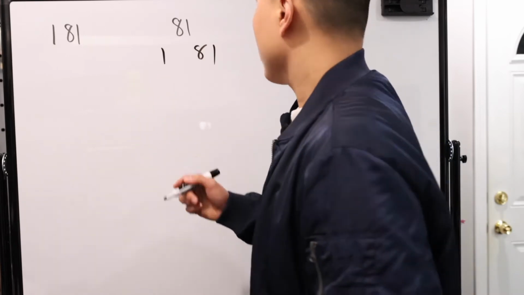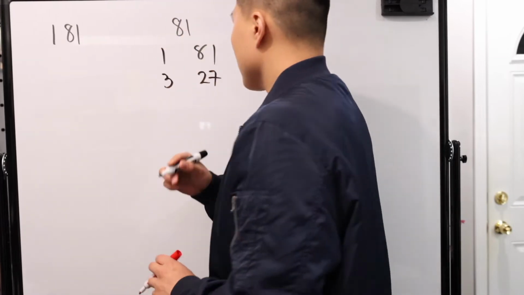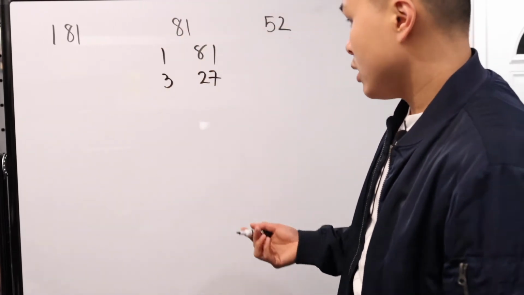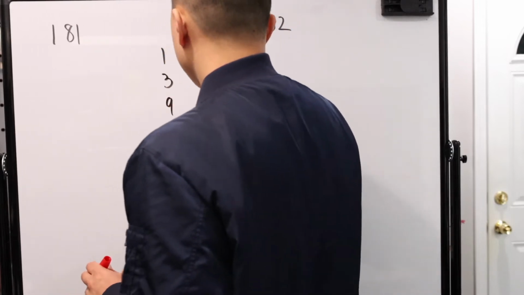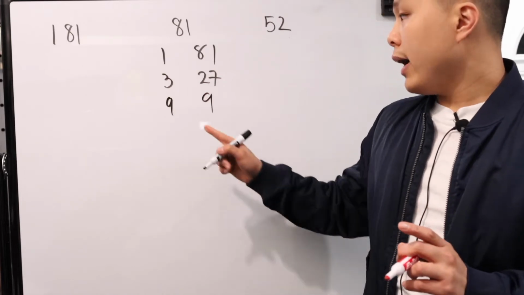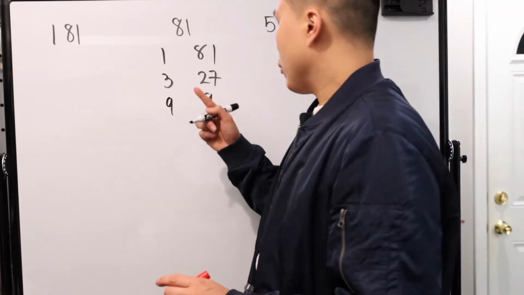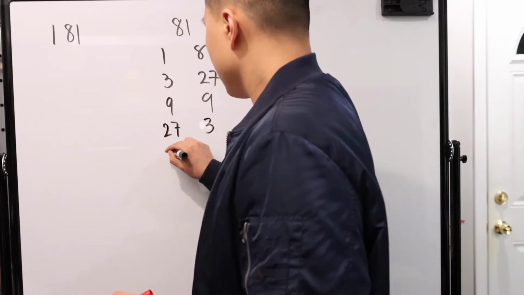2, does it work? No. 3, does it work? Yes. So it's going to be 3, it's going to be 27. 4, does it work? No. 5, does it work? No. 6, no. 7, no, so on and so forth, until we reach 9, which, yes, it works. And then afterwards, something interesting happens. After 9, right, and we keep testing, the next one is going to be 27, 3, 81, 1.